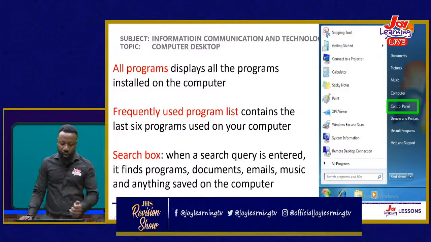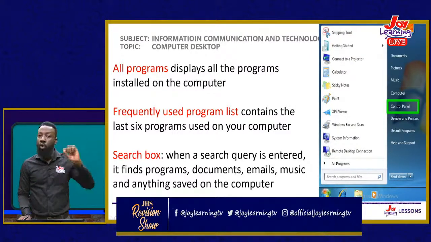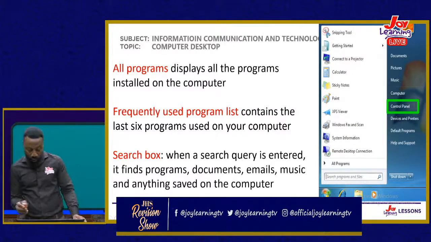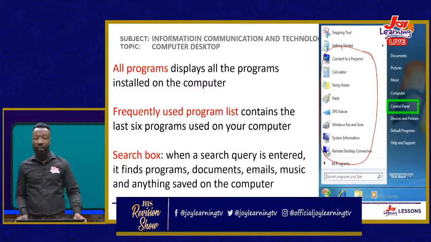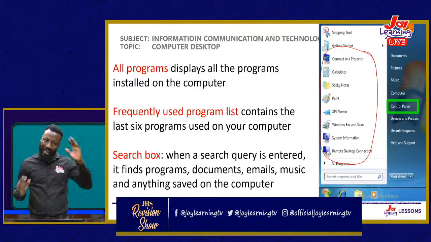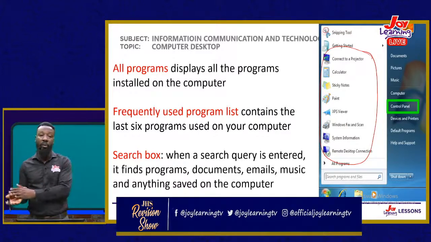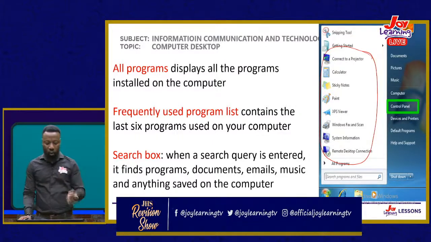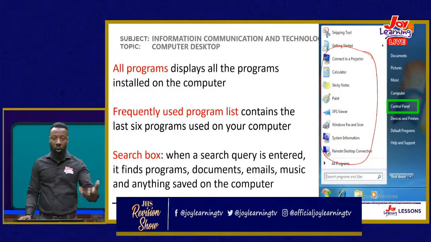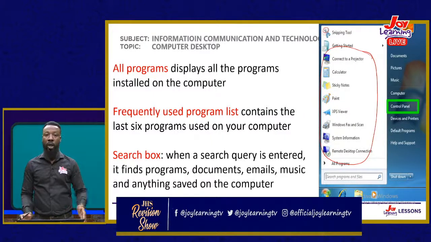Then we have the frequently used program list. The frequently used program list contains the last 6 programs used on the computer. Where I have circled is where we have the frequently used program list. So the last 6 programs that you have used on your computer. Then we have the search box, which is beneath the all programs. When a search query is entered, it finds programs, documents, emails, music, and anything saved on the computer. So its function is to search for your files stored on the computer.